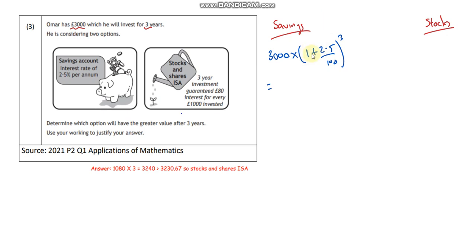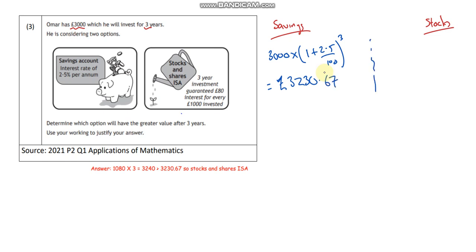BODMAS kind of works. So if you do 1 plus 2.5 divided by 100, that will come out as 3,230, and it's money, so I'd always do that to 2 decimal places, that's fine.